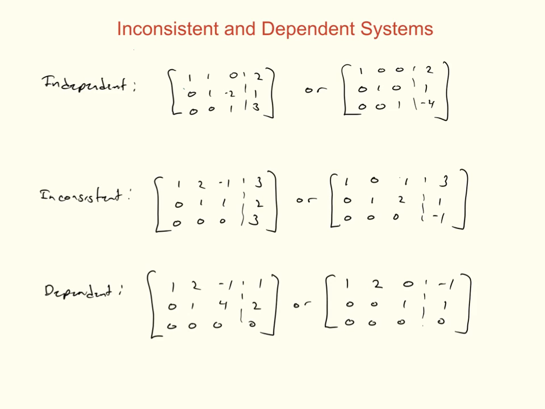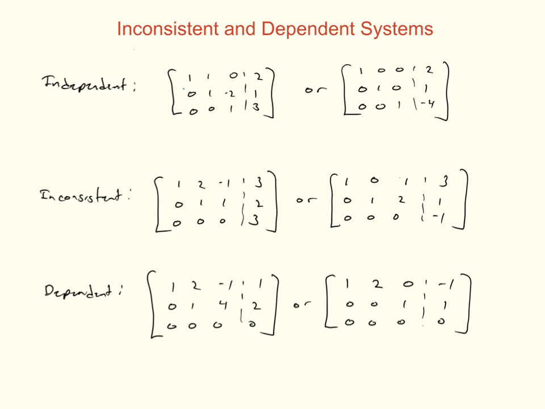When each row has a leading 1, or when we put it into row echelon or reduced row echelon form, these ones right here, we can go through and write a system, and then we're able to solve that system. In this case, we would have z equals 3, and we could use back substitution to solve it. In this case, I already know the solution. X is 2, y is 1, z is -4.